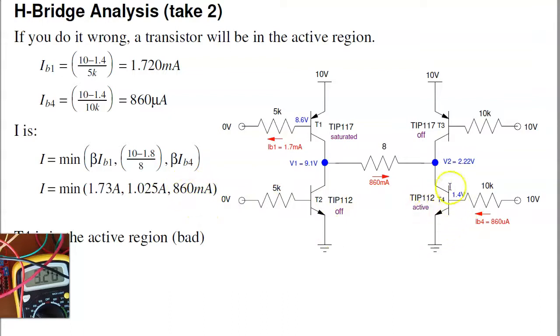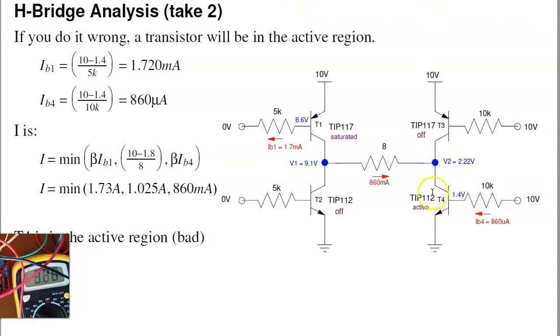If this transistor wins, is the current limiter, then this one goes into active mode. The current becomes 860 milliamps, and transistor T1 saturates. The voltages, since this one's saturated at 9.1 volts, the voltage of V2, I can't tell. It's somewhere between 0.9 and 10 volts. That's the active mode. To find V2, I have to back into it. If V1 is 9.1 volts, I know I times R. So I can back in and find out that V2 must be 2.22 volts. It's in the active region.